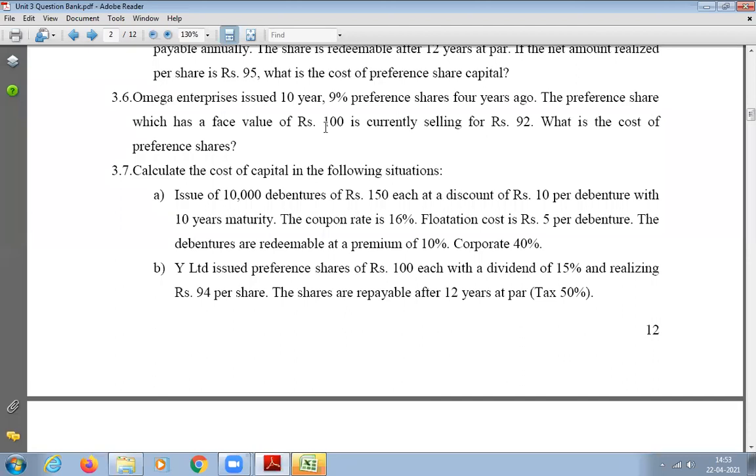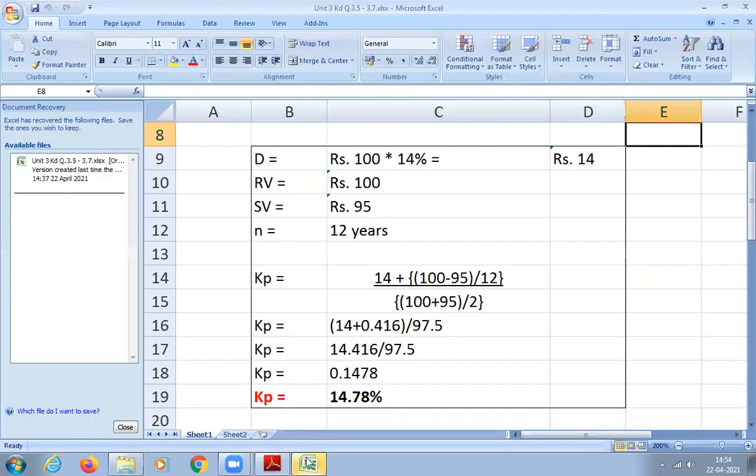Others, kindly mute yourself. So the first case is for which instrument? That is for debenture. The second case is for preference share. So the formula will be changing. For debenture we'll be using I into 1 minus T, and for preference share we'll be using only D. Got it? So first we will do A.